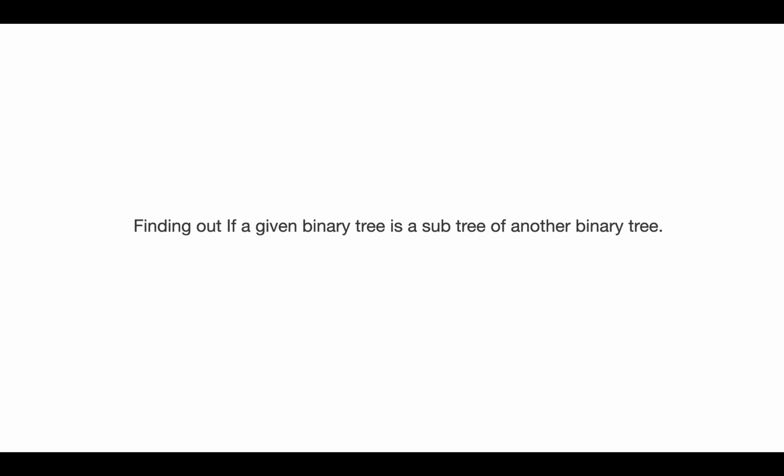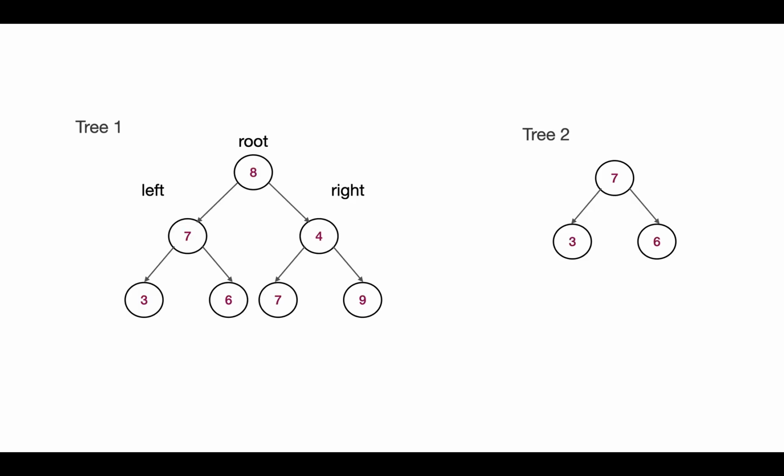It is, I guess, very simple to understand the problem. We will be having two trees, let's say tree 1 and tree 2. We have to check if tree 2 is a subtree of tree 1 or not. And as you can see, this tree here is actually a subtree of tree 1. So our function must return true. So this was the problem statement.